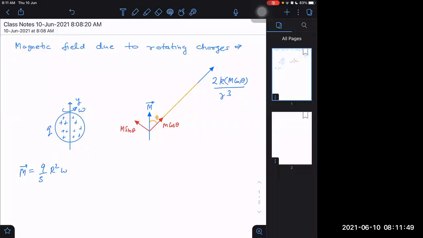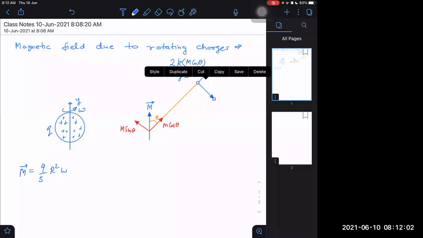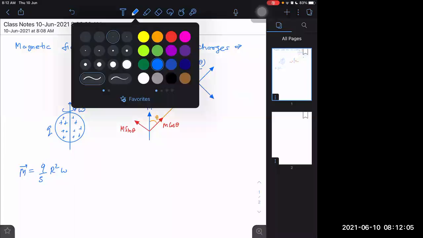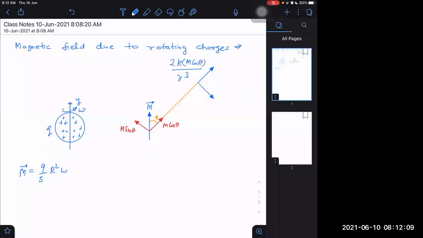Right or not? Yes, sir. And the other one will be anti-parallel: k m sin theta by r cube. I don't have to put a minus. Actually, it is minus k m sin theta by r cube, but I don't have to put it because the direction is already represented here by the arrows.